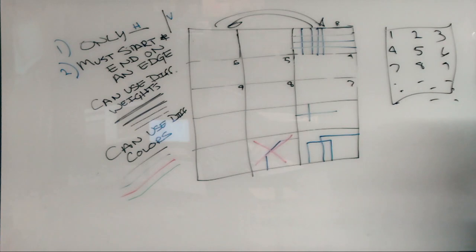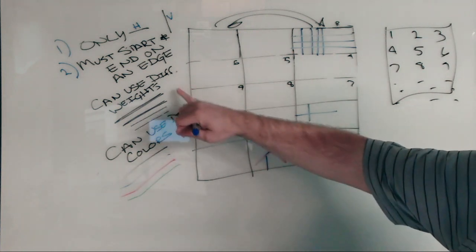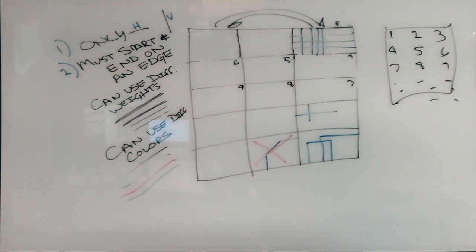All right, so another thing that you can do is, again, you can use different line weights, you can use different colors. I'm actually going to encourage that you use different line weights, and I'm going to encourage that you use different colors. So hopefully you have color pencils. If not, and you have to do this all with a regular number 2 pencil, that's also completely fine.